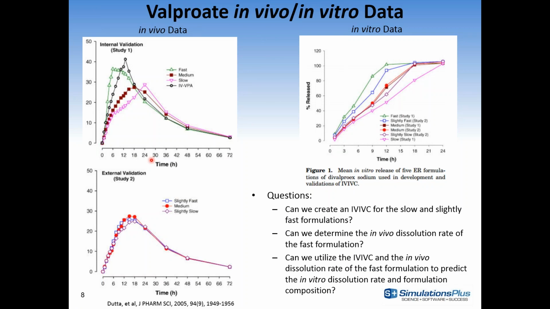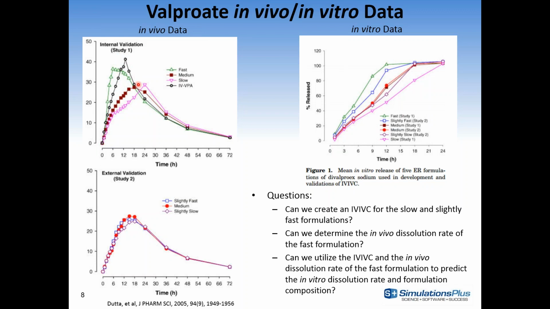So the example I'll give here is sodium valproate, which comes from this Dutta paper. This data is from 2005. There are 5 different formulations from fast to slow. You can see the PK data here on the left-hand side. There's an IV arm to the study as well, which is the black curve, which is what we use to develop our PBPK model and our systemic clearance for this compound.